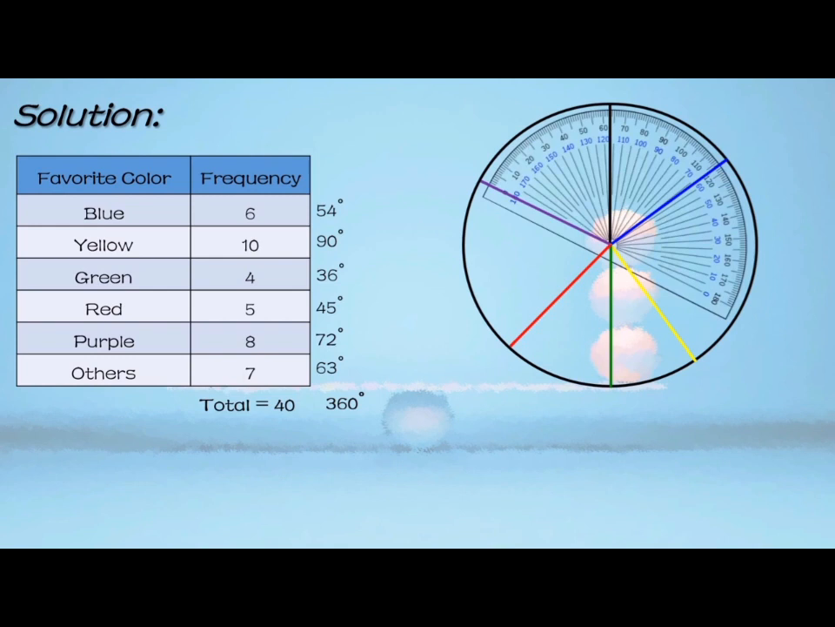Lastly, sukatin natin ang huling part na ito at kailangan ito ay maging 63 degrees para sa other colors. So, ito yung 0 natin at kung mapapansin nyo, ayun yung 63 degrees. So, tama yung ating sukat.